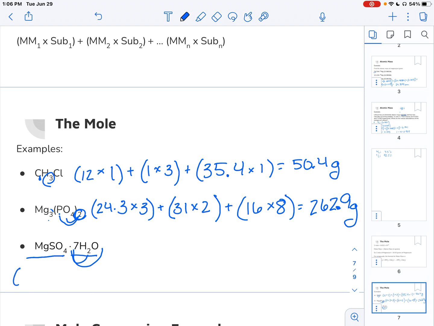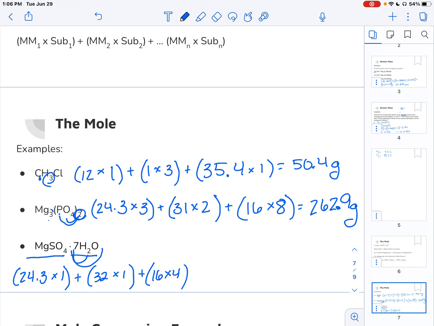So for magnesium, we have 24.3, and we only have 1. Sulfur is 32, and we have 1. Now here you have a choice. You can lump all the oxygens together or not. It really doesn't matter. I'm going to do them separately just so that the notes are easy to follow.